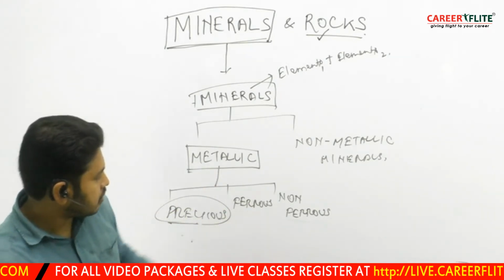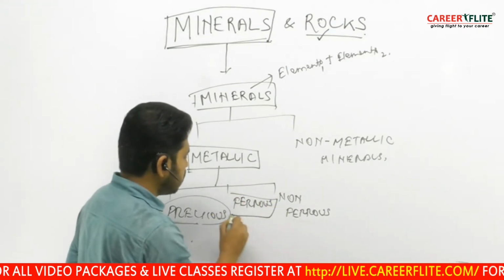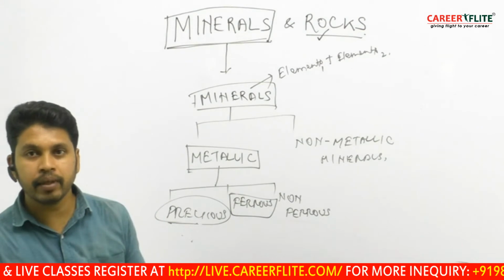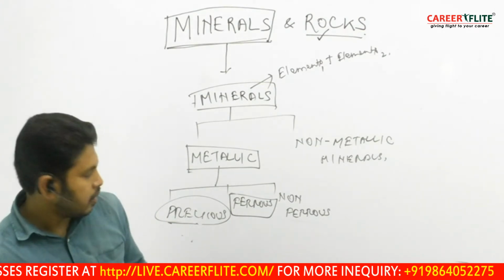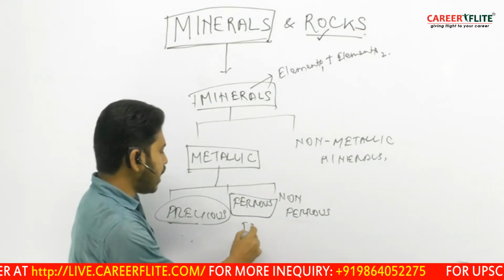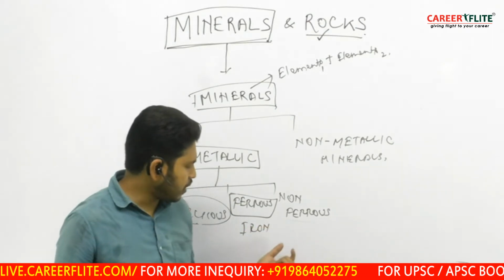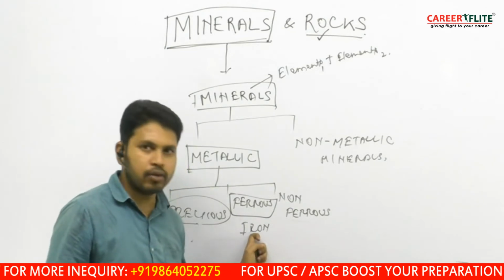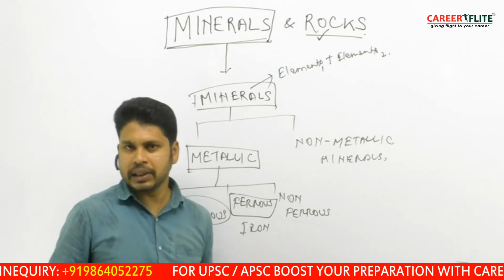And the ferrous metals are the metals that contain iron, and other metals that can be combined with iron to form steel. Ferrous metals means iron, and other metals that can be combined with iron to give rise to steel.